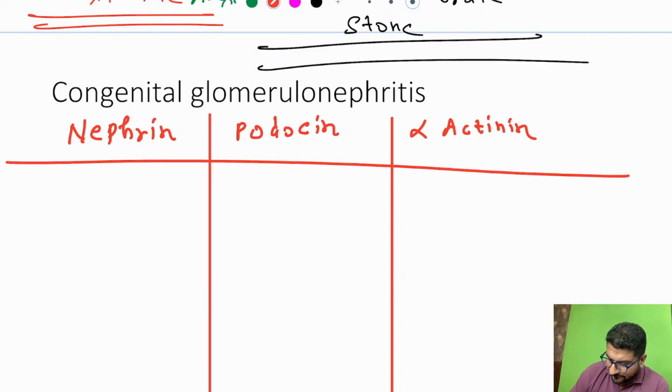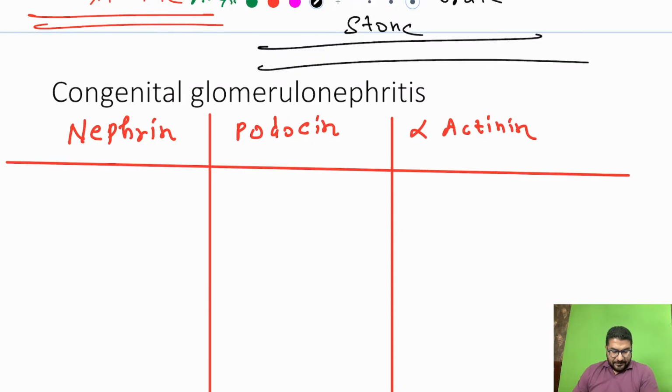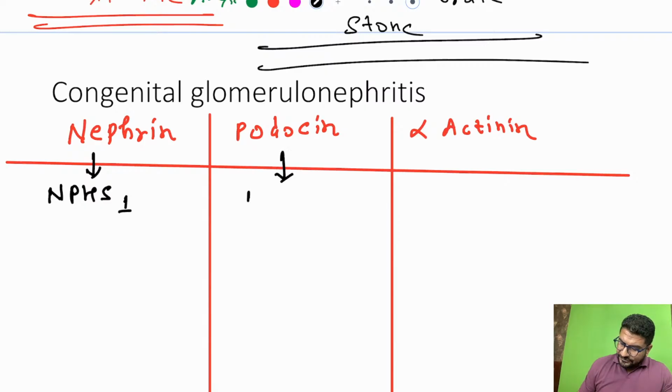Nephrin, podocin, alpha-actinin. Now understand this, just try to understand this. Nephrin is made by a gene, and the gene for nephrin is called the NPHS1 gene. Podocin is made by the NPHS2 gene. Alpha-actinin has the gene TRPC6.